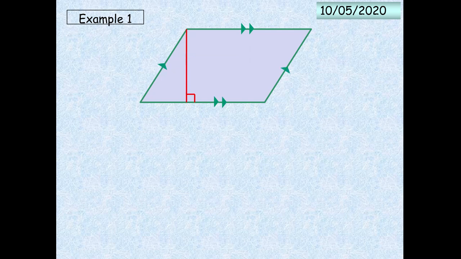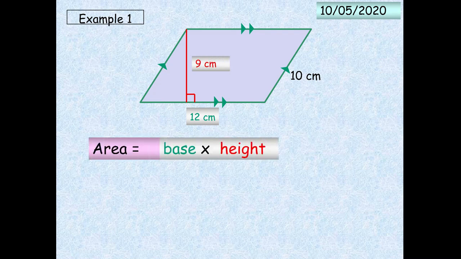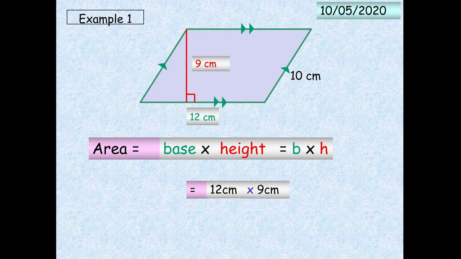Here's my parallelogram. Example for you. Area equals base times height. Base in this case is 12, good. And the perpendicular height is 9. And 12 times 9 gives me 108 centimeters squared. Now I've got about 10 centimeters there that I haven't used. Do I need it? No. It's just superfluous, it's extraneous. You don't need that information there. It's just there to confuse you, but you're too smart for that.